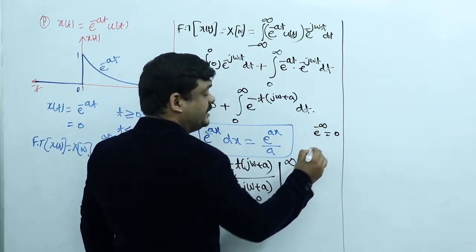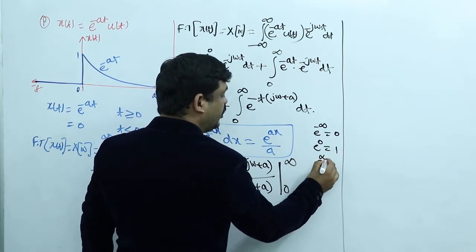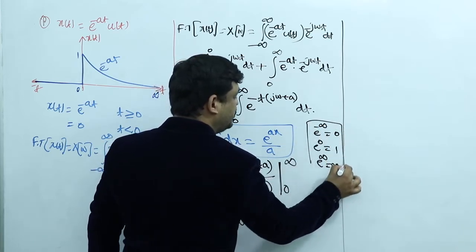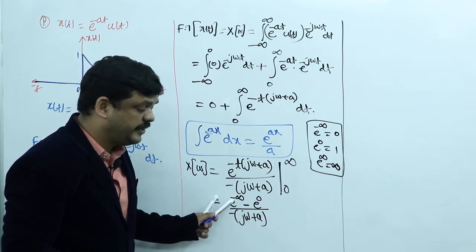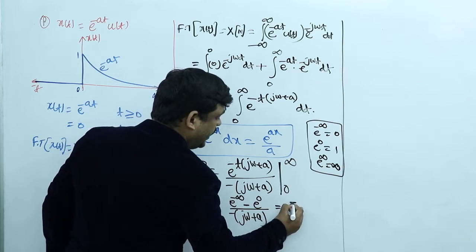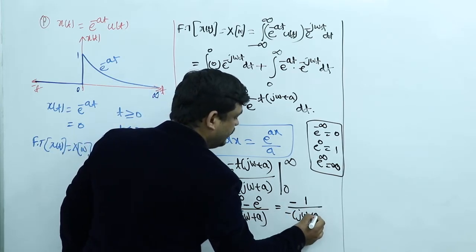E to the power of minus infinity is 0 and e to the power of 0 is 1, e to the power of plus infinity is infinity, right? So these are the standard limits, please remember these values. Now here e to the power of minus infinity is 0 and e to the power of 0 is 1, that becomes like this: minus 1 by minus of j omega plus a.